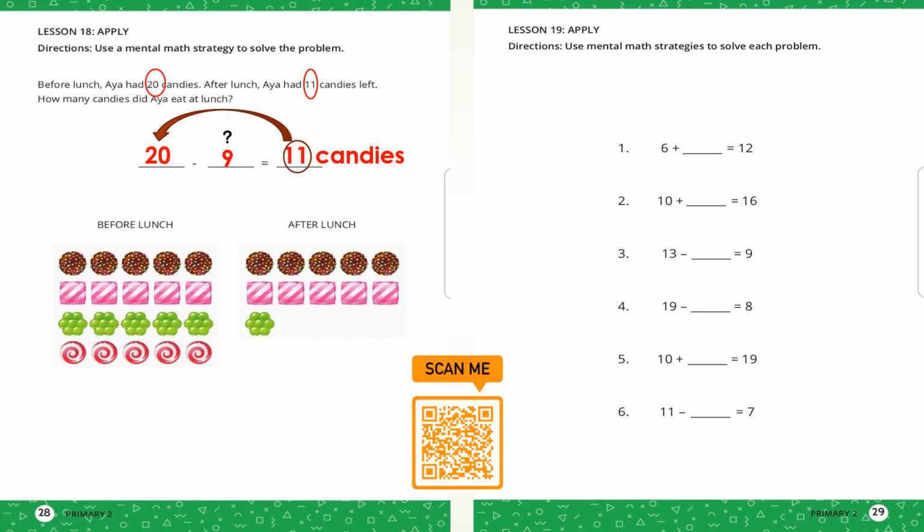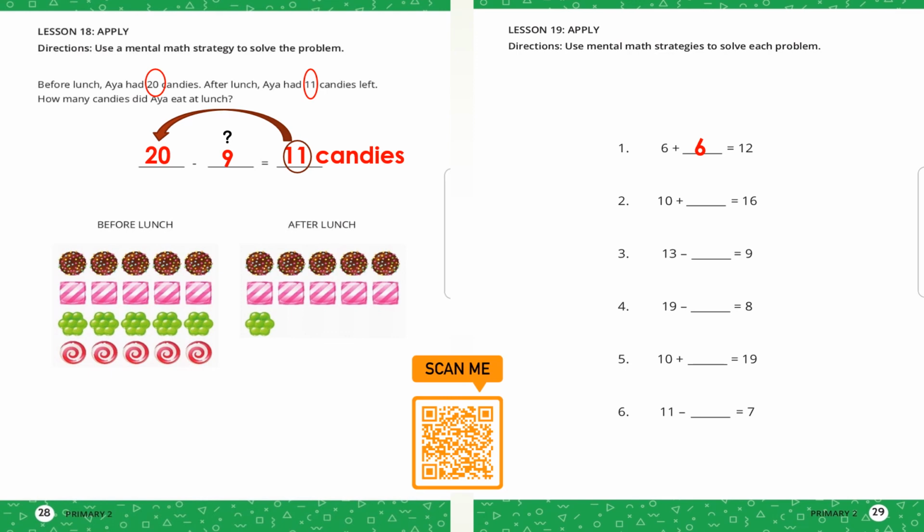Okay? The next part, use mental math strategies to solve each problem. 6 plus what equals 12? It's missing number. We said if we have a missing number, we will count from small to big. Okay? Count from 6 to 12. After 6, 7, 8, 9, 10, 11, 12. Okay? It's also double. 6 plus 6 equals 12.